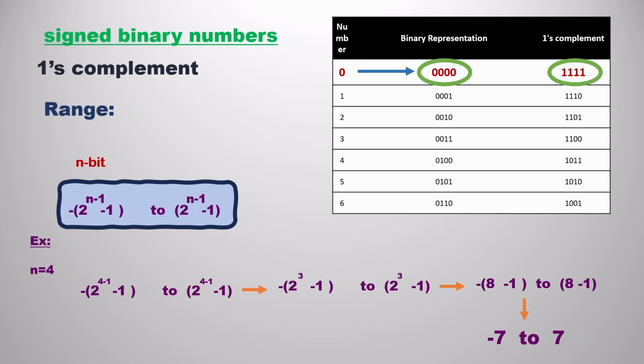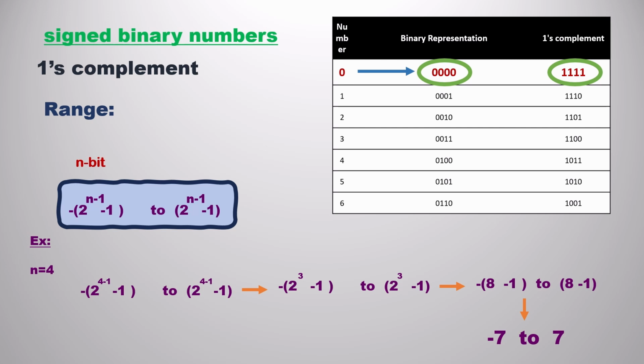If you consider the range of the 1's complement, it is the same as the sign magnitude form. That is from minus 7 to 7. The formula is also the same: minus (2 power n minus 1, minus 1) to 2 power n minus 1, minus 1. In this also you are able to see the table. In the table we are going to get 4 zeros in binary representation. In 1's complement we get it by just inverting the 4 zeros, so that is 4 ones.